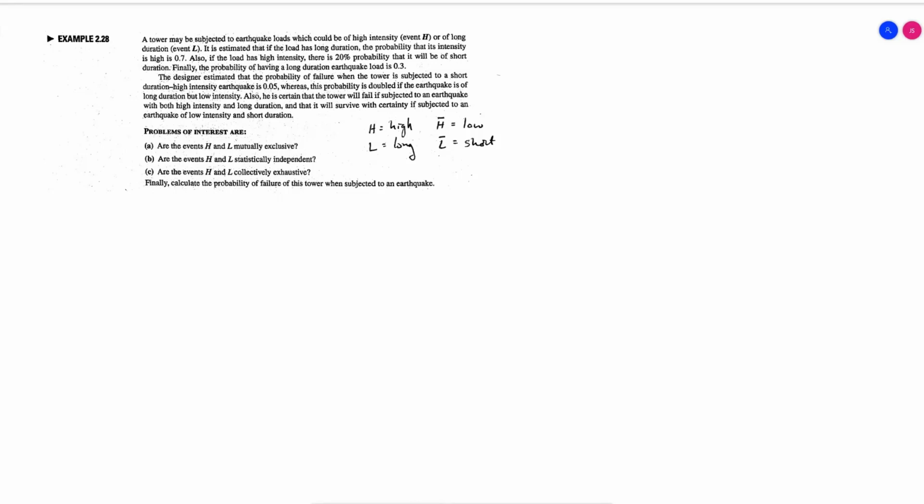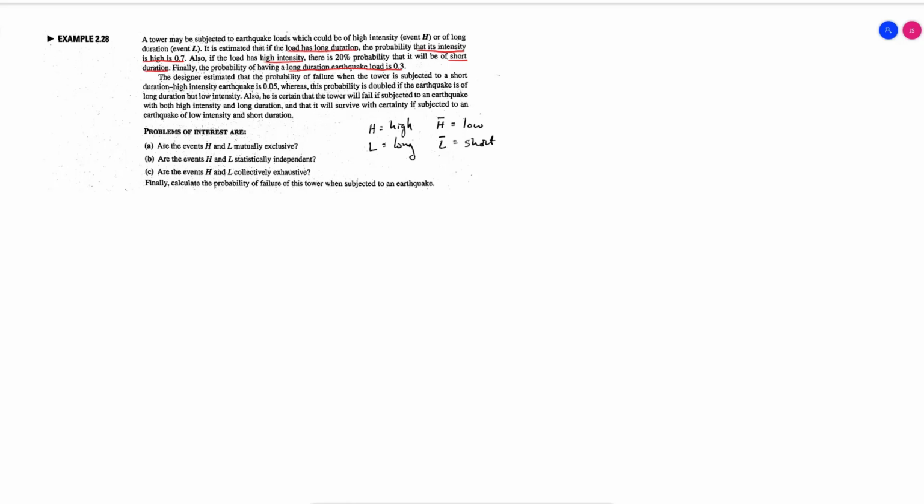And let's just highlight that real quick here. So we've got, okay, so if the load has a long duration, and that refers to the earthquake, the probability that its intensity is high is 0.7. And if the load has a high intensity, there's a 20% probability that it will be of a short duration. Finally, the probability of having a long duration earthquake is 0.3. So these are all kind of important values that we'll be using in a little bit.